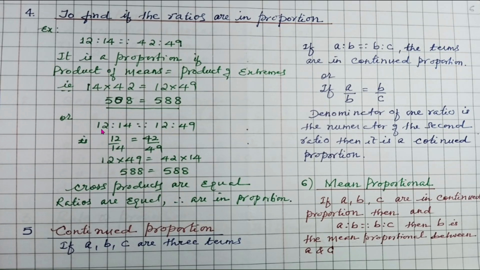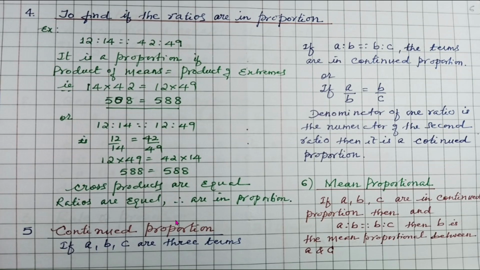Another method is very simple again. 12:14 is written in fraction form as 12 by 14. 42:49 is written in fraction form as 42 by 49. Take the cross product, that is 12 into 49 is 588, 14 into 42 is 588. If the cross products are equal, then the ratios are equal and the ratios are in proportion. So therefore remember that if the ratios are equal, then cross products are equal and they are said to be in proportion.